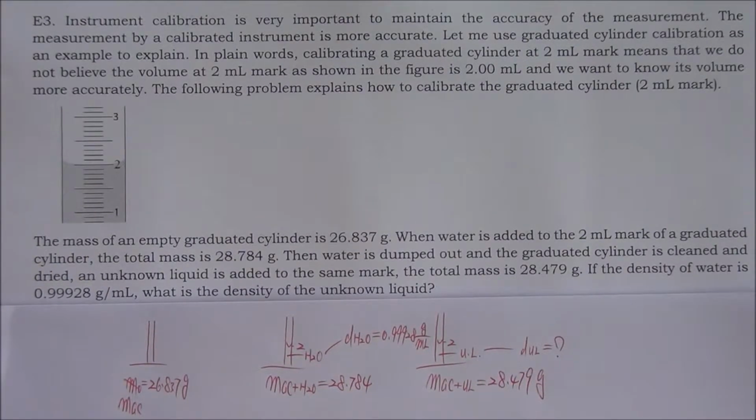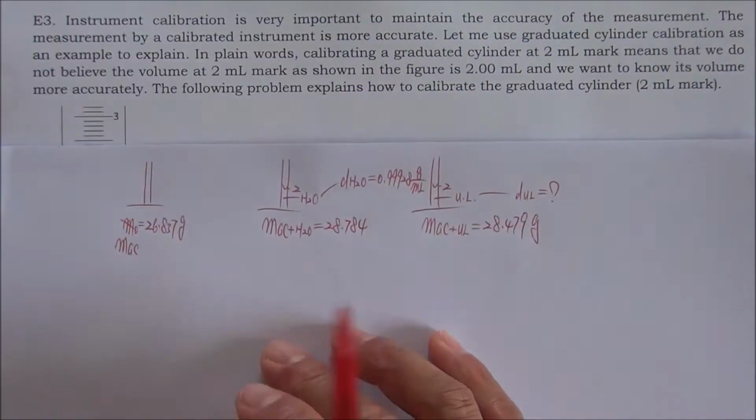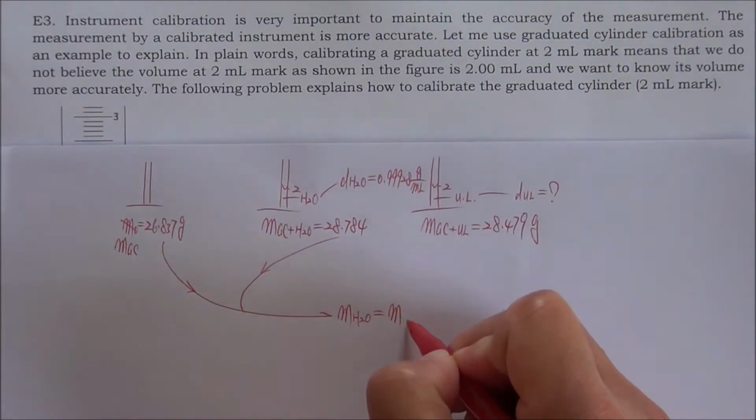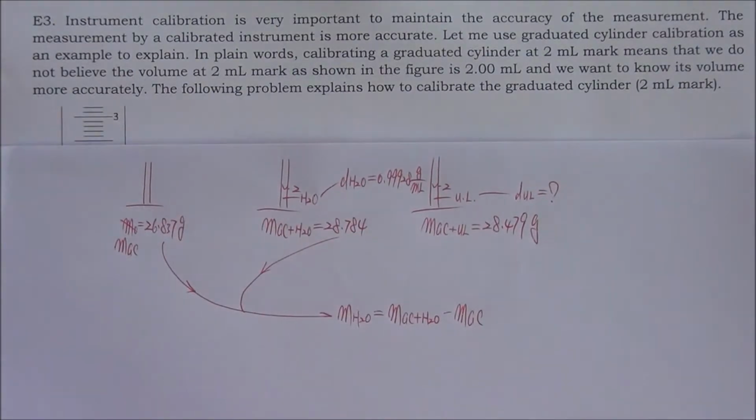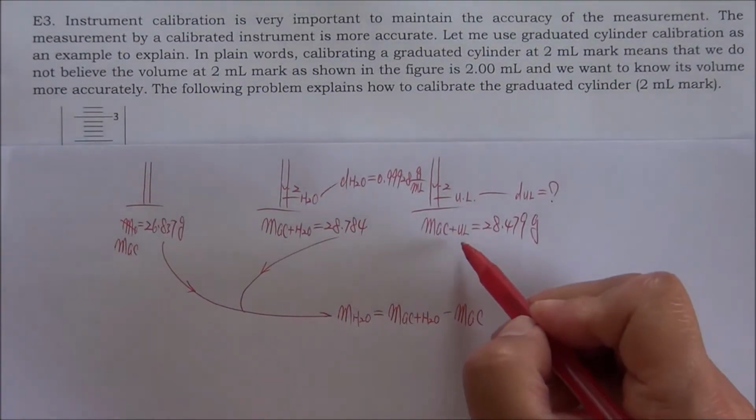Let's see what we can get directly. When I say directly, I mean we can get the result by a single step calculation. Since we know the mass of the graduated cylinder and the mass of the graduated cylinder and water together, we can get the mass of the water only. Similarly, we can calculate the mass of the unknown liquid only.